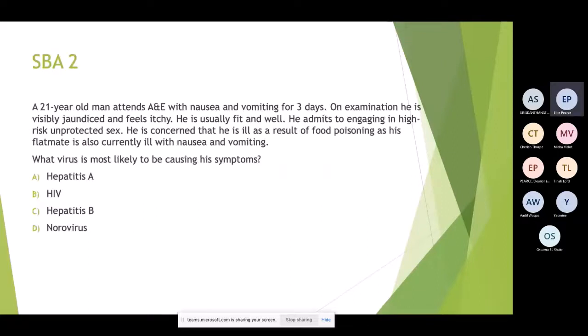Okay, so we've got the second question. A 21-year-old man this time comes to A&E with nausea and vomiting. He's visibly jaundiced and he feels itchy. He's usually fit and well, and he admits that he's been engaging in high-risk unprotected sex recently. He's also concerned because his flatmate has got food poisoning type symptoms. He thinks it's related to that. What sort of virus do we think is most likely to be causing his symptoms?